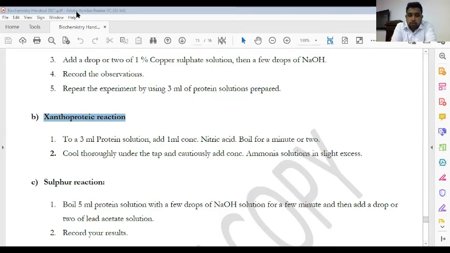Okay. So let me ask one question from you. Will the biuret test give positive results for tryptophan? So if you use a tryptophan sample, a tryptophan amino acid solution, will the biuret test give positive results? What is your opinion?